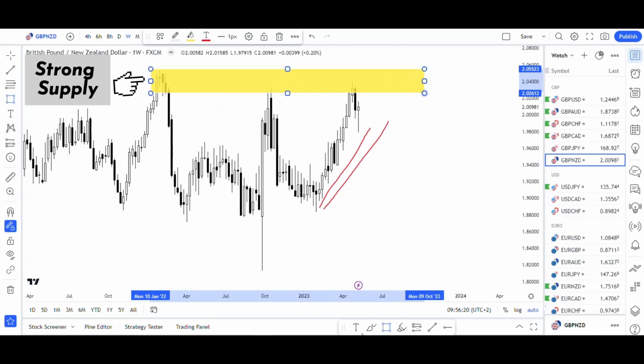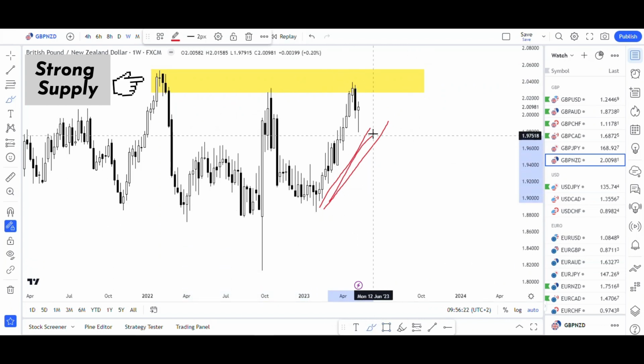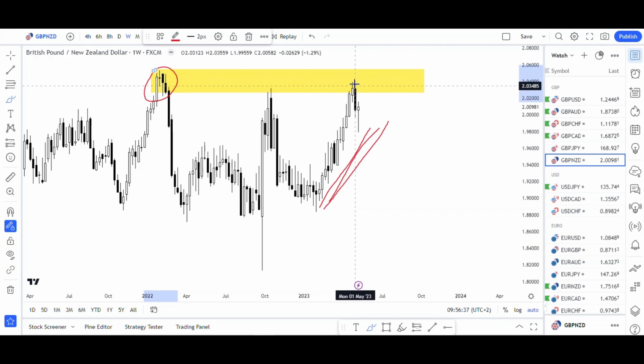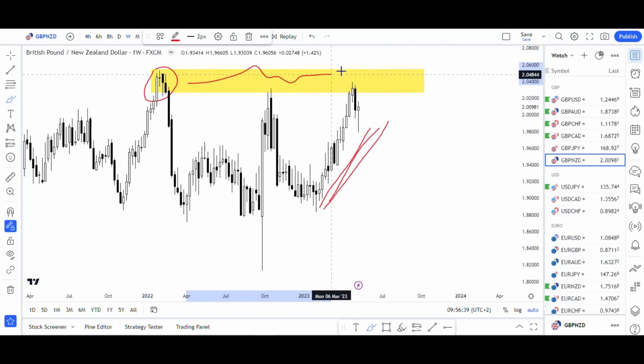Okay, so this uptrend actually is now about to end because of that strong supply zone here. So when I saw that the market was in that area of supply, I went down to the 4-hour chart.